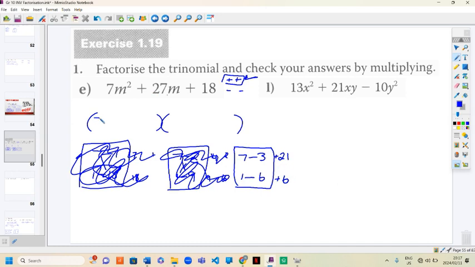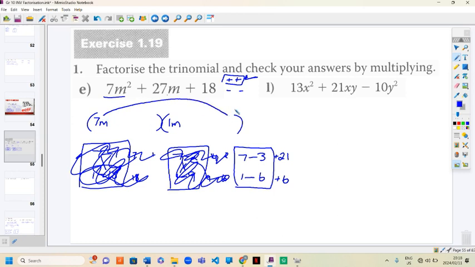So let's put the 7 and the 1 in front. It's 7m, because there's an m there. And m times m is m squared, and 7 times 1 is 7. So we're cool with that. Now let's check. What did the 7 multiply with? 7 multiplied with 3.